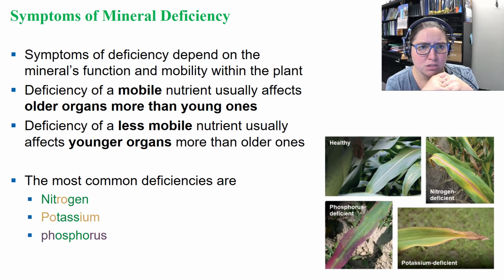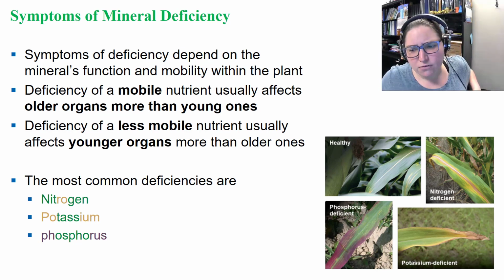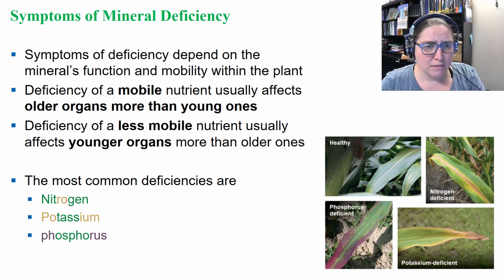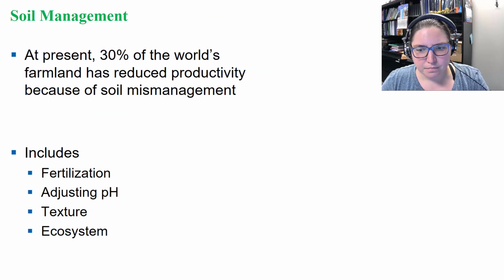The most common deficiencies are nitrogen, potassium, and phosphorus. I colored the text there because they tend to have distinct patterns and distinct colors that you'll see if you run into these sorts of deficiencies. And if you have a certain deficiency, it might not be just because there's not enough of that nutrient in the soil. Adding more nutrients to the soil wouldn't necessarily fix it. It can sometimes, but it might not. It could also be if the plant doesn't have enough root surface area available and things like that.